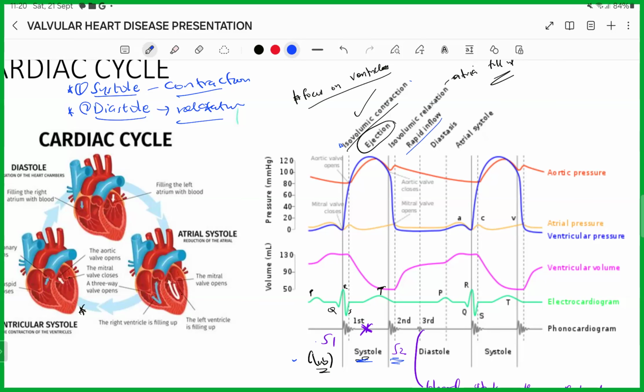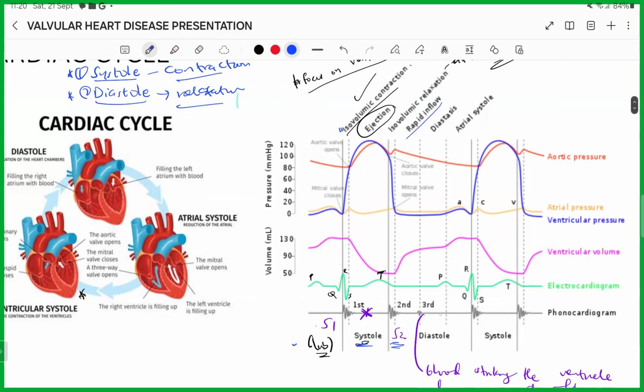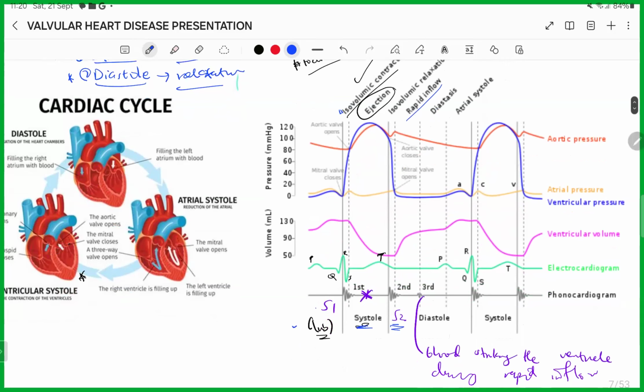And that rush, as that blood strikes the ventricles, is what normally gives the third heart sound, which is not always heard, but may be heard sometimes. So it's not really pathological, but it may be pathological sometimes. And then you have a phase known as diastasis, which is just this phase between the rapid inflow and the contraction of the atria, which is known as atrial systole, where the atria contract and push the remaining blood into the ventricles.